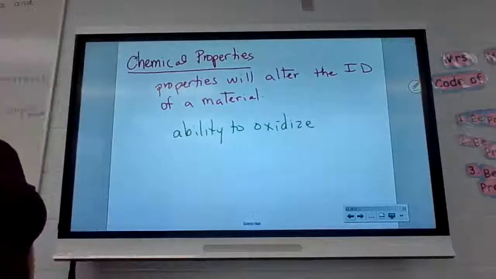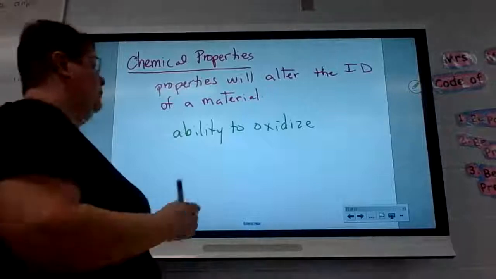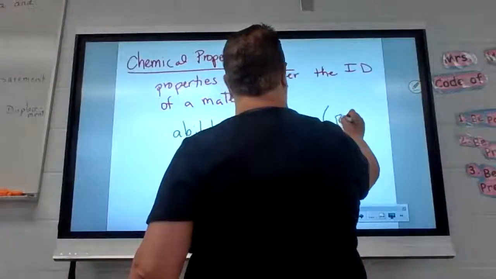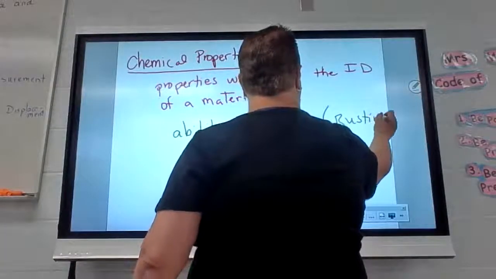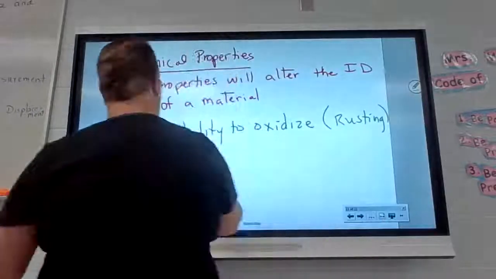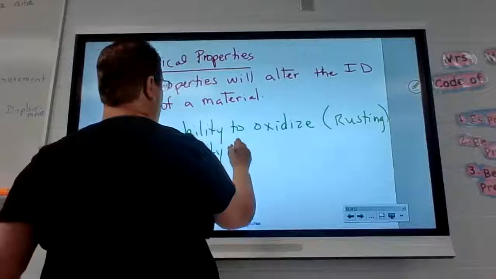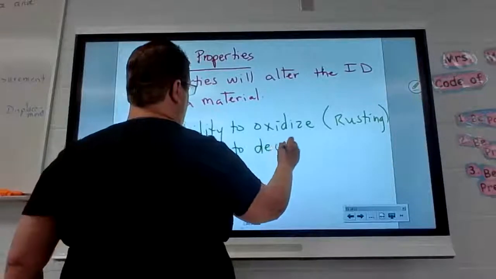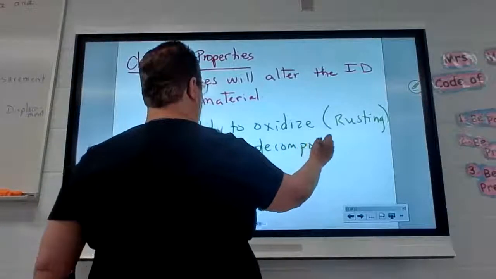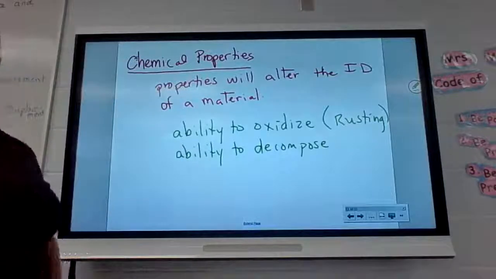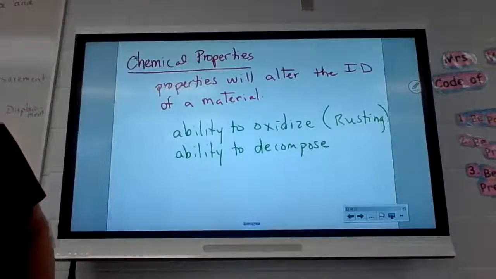Somebody tell me what that is. Yep. Oxidize is just rusting. All right. The ability to decompose. Anybody got a compost pile outside to let stuff decompose? Okay. A lot of people do these days.